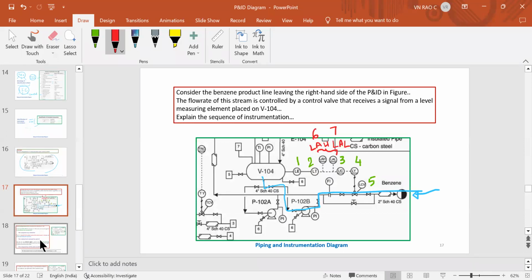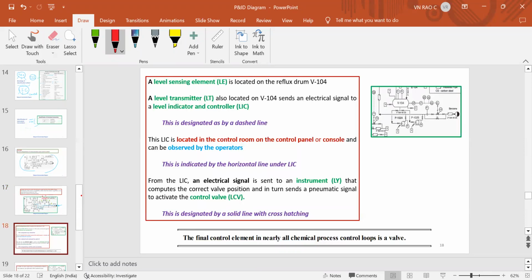So in words, let us understand what this is. A level sensing element. So what is LE? Level sensing element located on the reflux drum V104. So we should understand what V104 is first. Next, the level transmitter is also located on V104 and sends an electrical signal to the LIC.